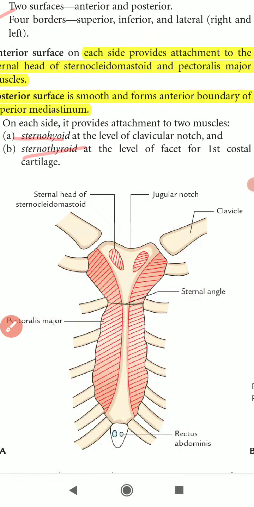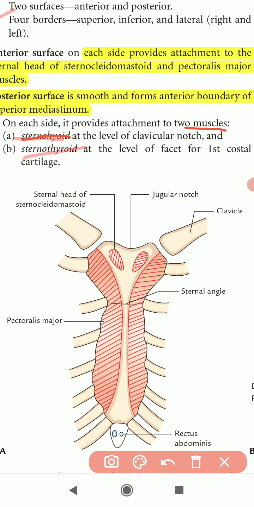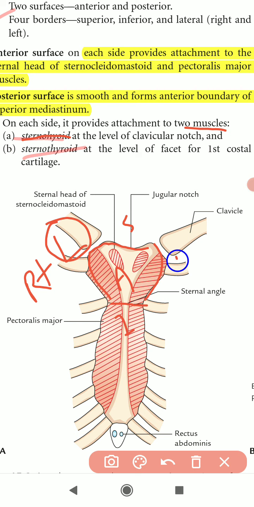Let's see. The manubrium sterni presents two surfaces and four borders. Anteriorly there is the anterior surface, and posteriorly, that means behind, there will be the posterior surface. The borders are: this is the superior border, this is the inferior border, this is the right lateral border, and this is the left lateral border. Okay, so two surfaces and four borders. We will talk in detail about each of the surfaces and borders.